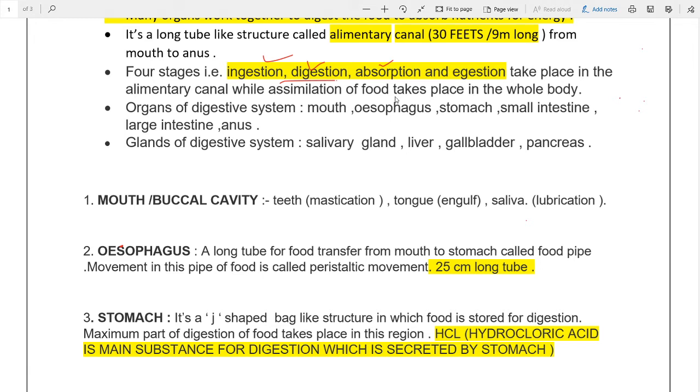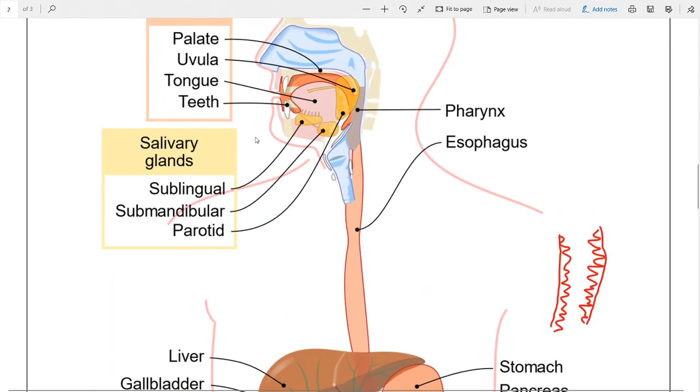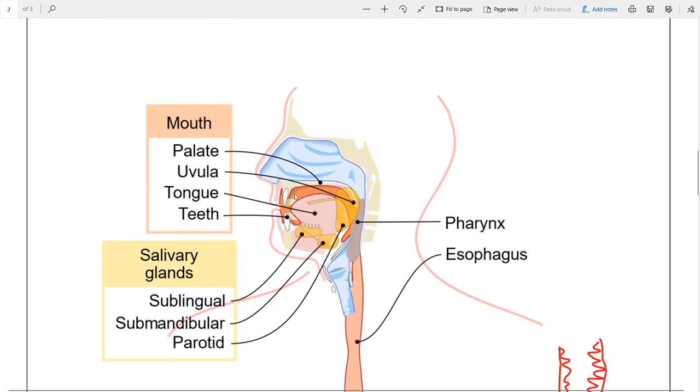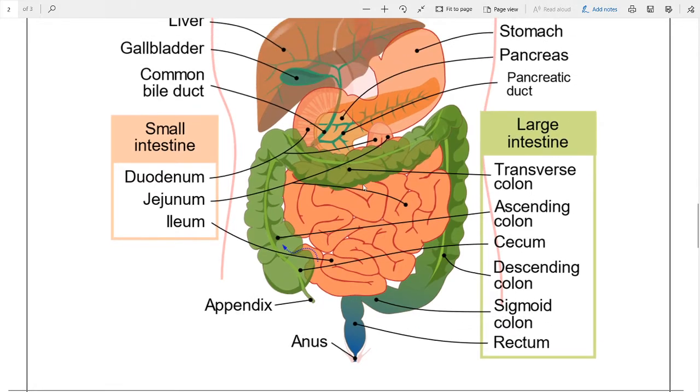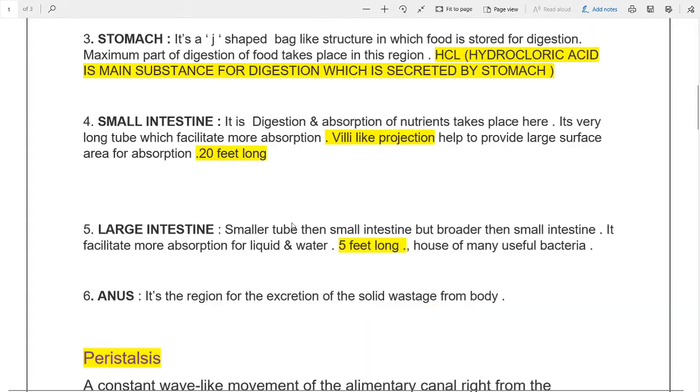Then absorption. What is absorption? When the food we have eaten is broken down into small, simple molecules and is ready to be absorbed, this process is called absorption. The absorption process takes place in the small intestine and large intestine only. The stomach is involved in complete digestion, but no absorption takes place there. All the absorption of nutrients takes place in the small intestine and large intestine.